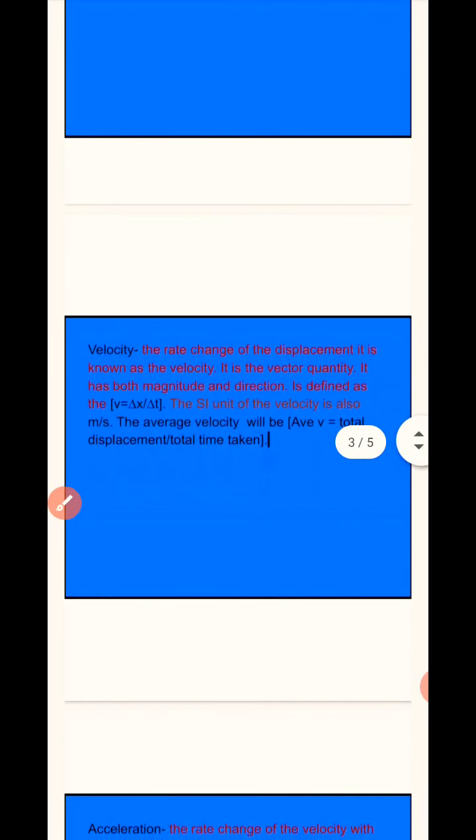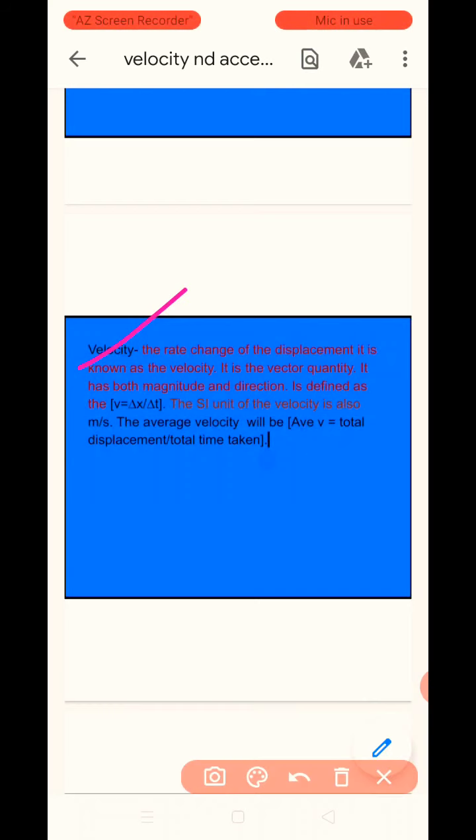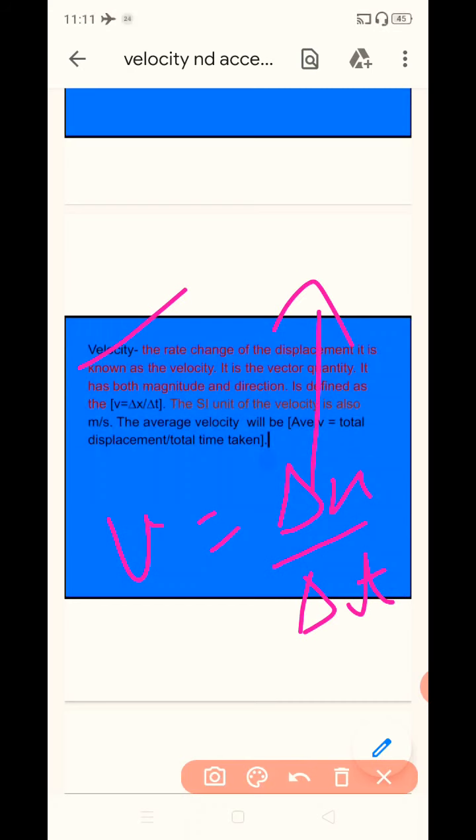Next, what is velocity? The rate of change of displacement is known as velocity. It is denoted by v. v is equal to the rate of change of displacement with time, where delta x is the change of displacement and delta t is the time taken. Clear?